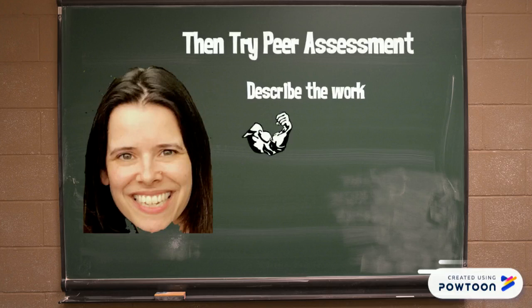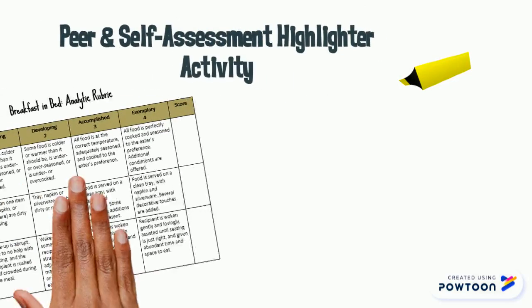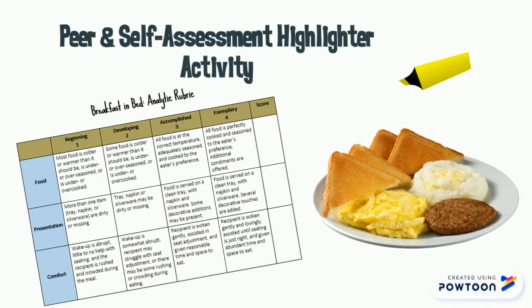Describe the work, showing a strength, a challenge, and where it can be found in their work, and then listen to their peers' responses. Here's a fun little highlighter assessment activity. Using a rubric, highlight the criteria met and match it with the same color highlight on the actual work.